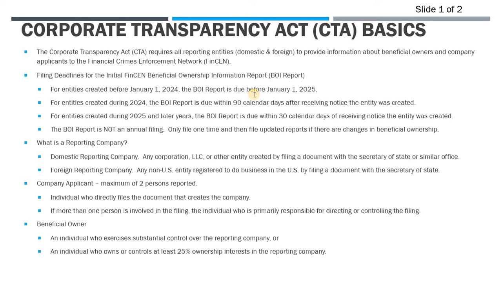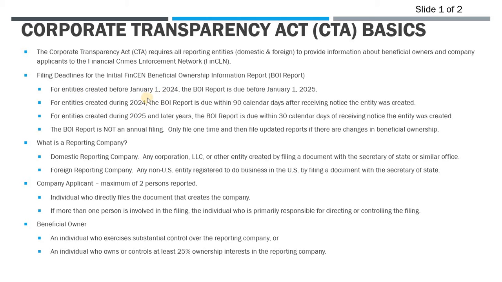Now, before we get into the return, I want to cover some of these basics on the CTA. The CTA is the Corporate Transparency Act, and this requires all reporting entities, so we have domestic and foreign reporting entities, to report information about beneficial owners and company applicants to FinCEN. We'll talk about those definitions a bit later, but first thing is always the filing deadline. So when do I have to submit these?